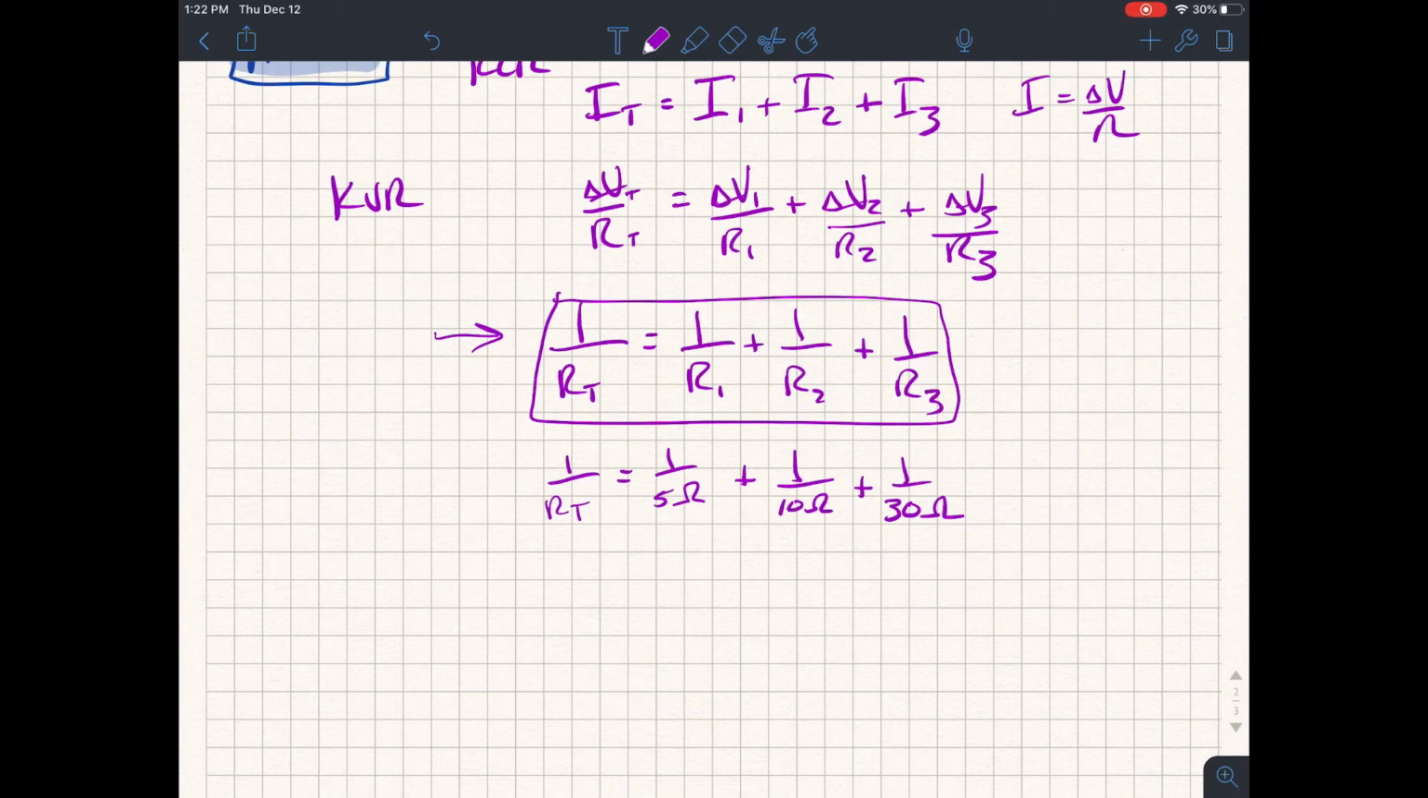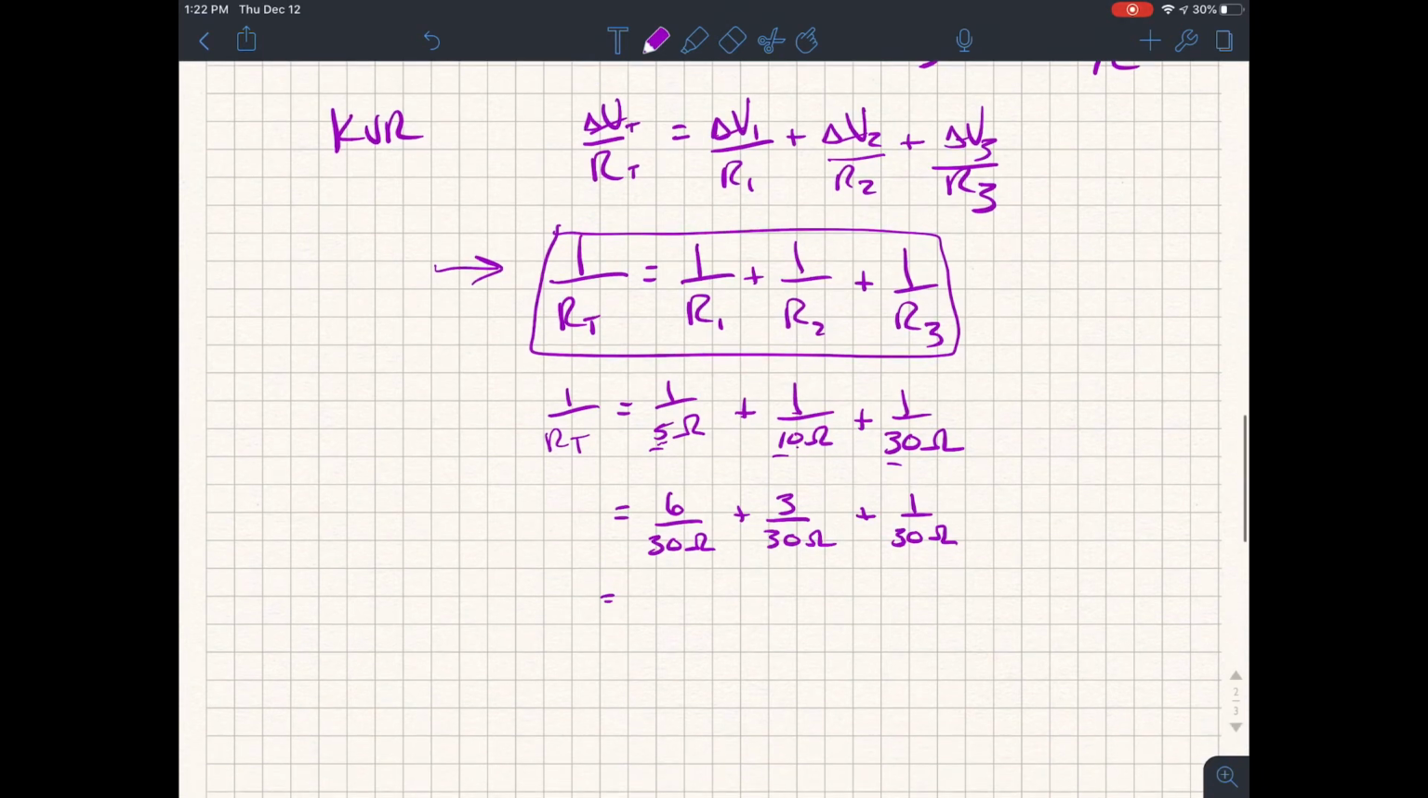So let's go ahead and solve this. First of all, we've got to find some common factors here. When you add fractions, all the bottom numbers have to be the same. So how do you make 5 into 30? You have to multiply by 6. So 6 over 30 ohms. How do you make 10 the same as 30? You have to multiply it by 3. Whatever you do to the top, you have to do to the bottom. So 3 over 30 ohms plus 1 over 30 ohms.